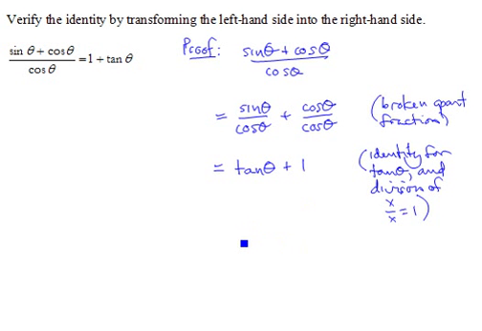And that actually finishes my proof. It didn't take long and didn't take very many steps. We're just rewriting the fraction as a sum of two separate fractions and using the fundamental identity for tangent, and the right-hand side popped out. So there's the end of my proof. I have transformed the left-hand side into the right-hand side of the identity, and therefore proven the identity.